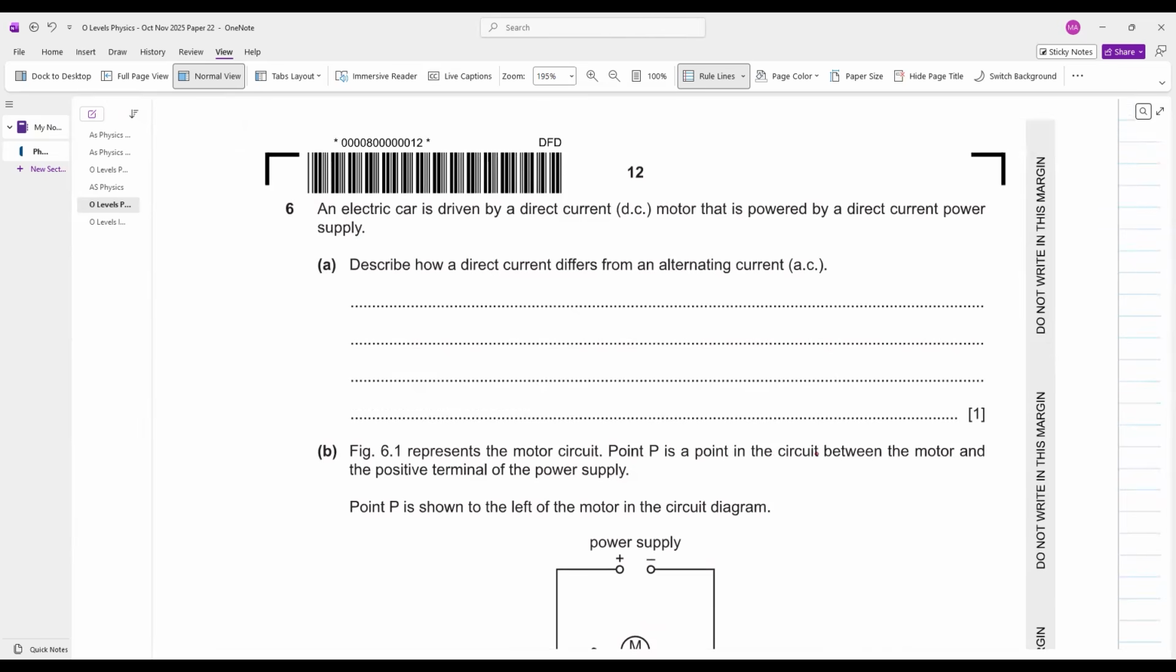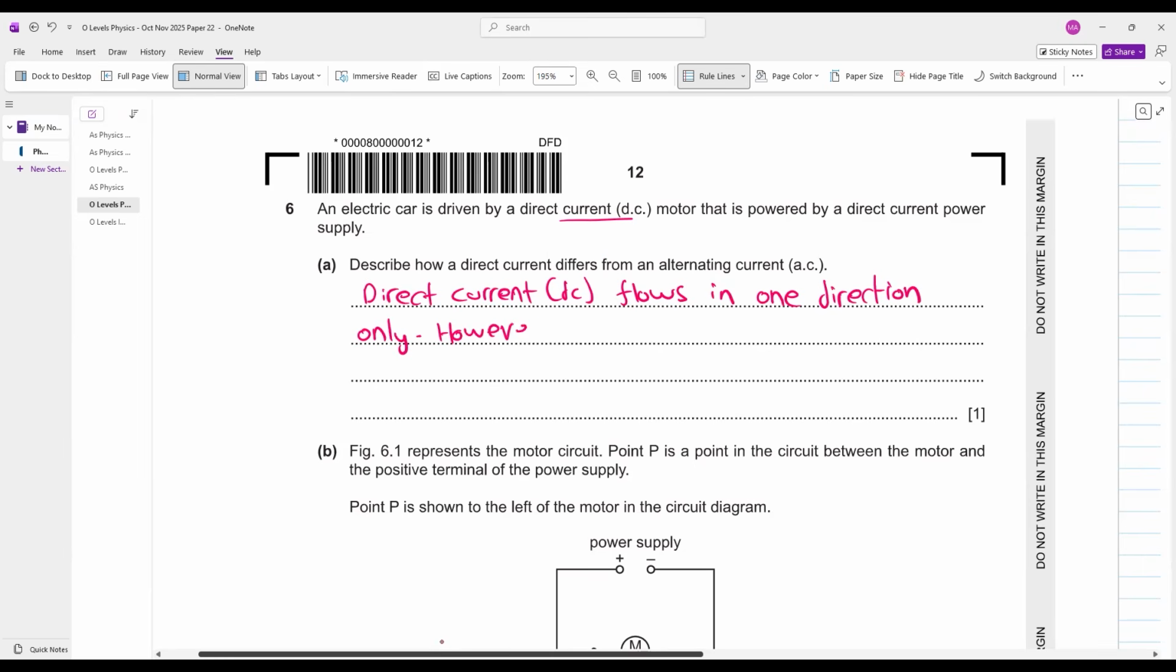An electric car is driven by a direct current motor that is powered by a direct current power supply. Describe how a direct current differs from an alternating current. हमने बताना है डायरेक्ट करंट ऑल्टरनेटिंग करंट से किस तरह डिफर करता है. आप क्या बताओगे? डायरेक्ट करंट फ्लोज इन वन डायरेक्शन ओनली. However, alternating current reverses direction many times in 1 second. What will you say? Direct current or DC current flows in one direction only.